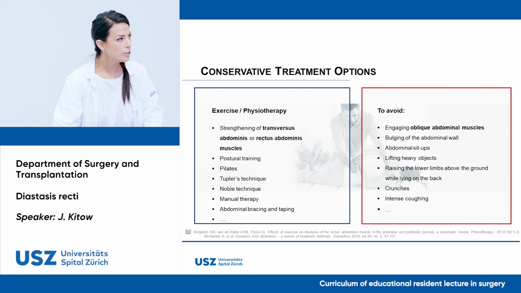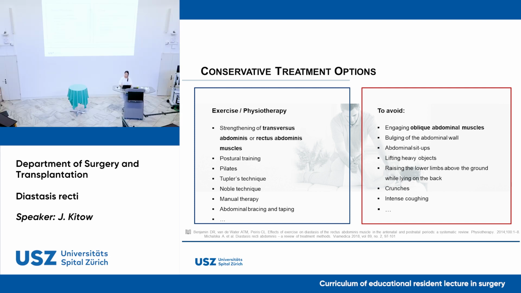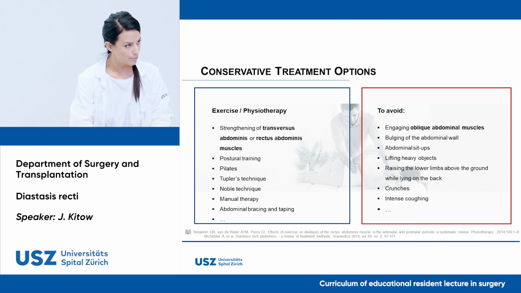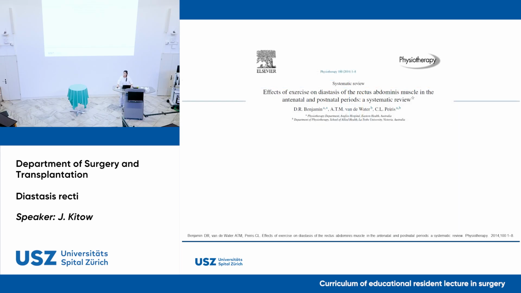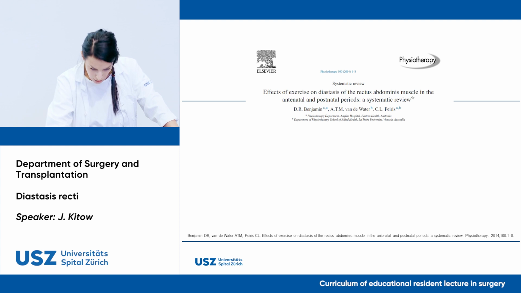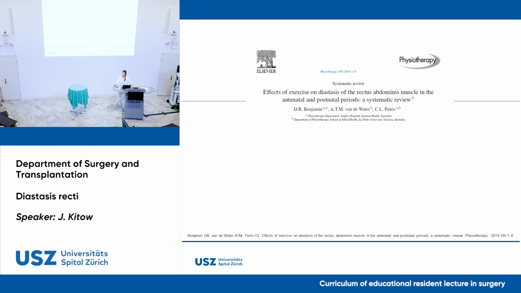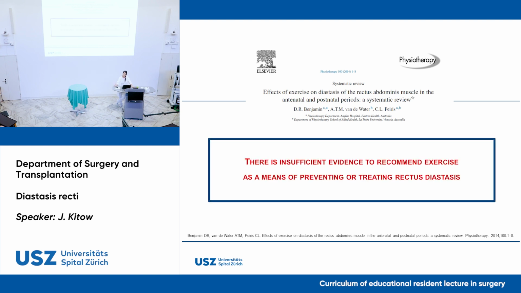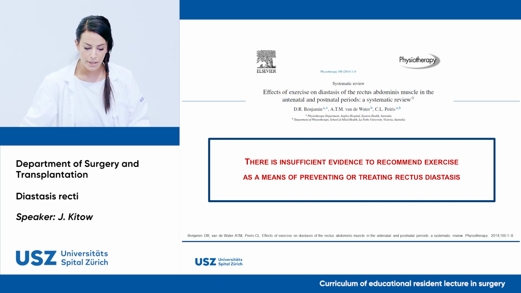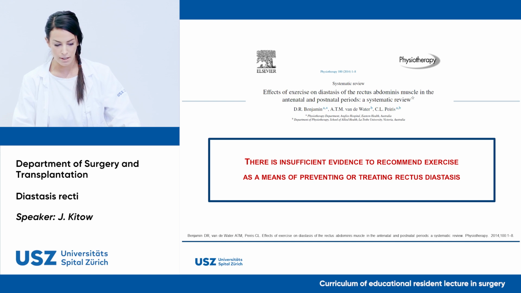So now I want to ask you again, do you think that there's any kind of evidence for conservative treatment of rectus diastasis? I don't think that it exists. Okay, thank you very much. In this review of 8 studies, including 340 women during the pre- and postnatal period, it was checked whether non-specific exercise might help to prevent or reduce diastasis rectus abdominis pre- or postnatal. And actually, there's insufficient evidence, so you're right, to recommend exercise as means of preventing or treating DRA.